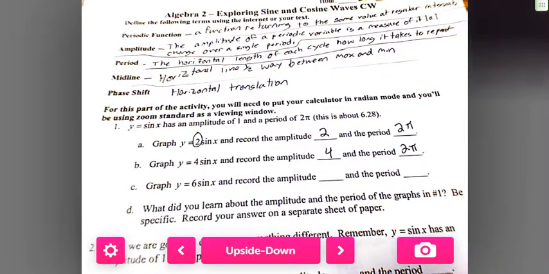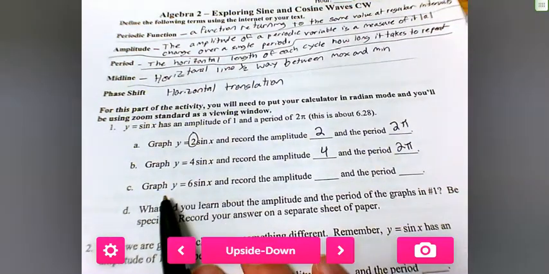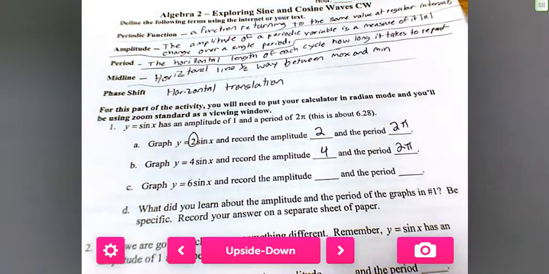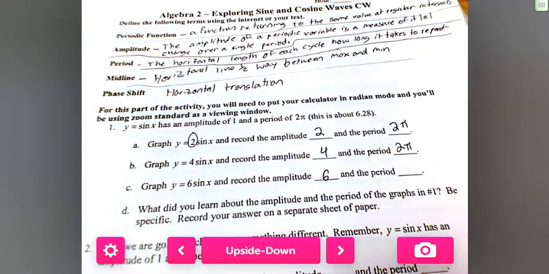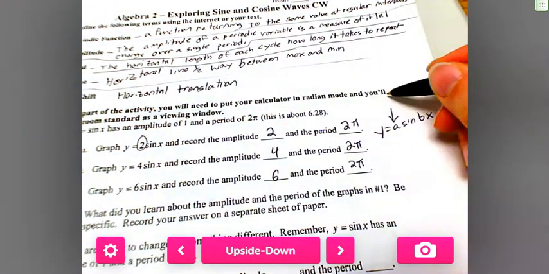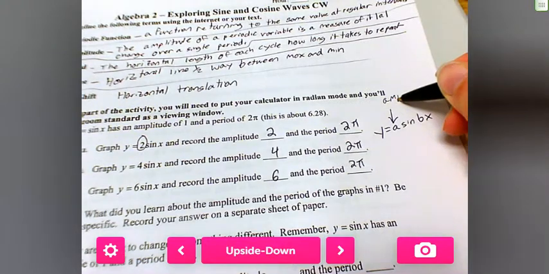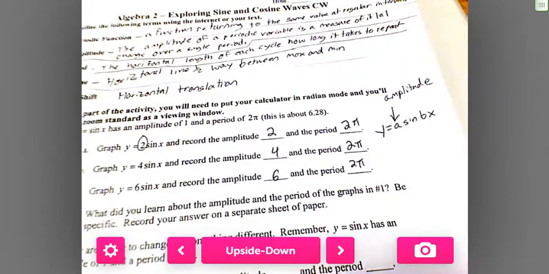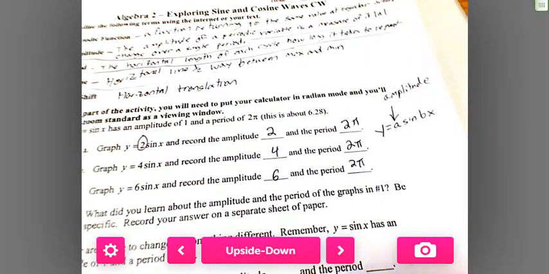What do we think the amplitude is for C? 6. And what's the period? 2 pi. This means that my general formula looks like y equals A times sine of bx, where A right there, that's my amplitude. Okay. All right. What did we learn about the amplitude and period of the graph? Be specific. This is what we learned.